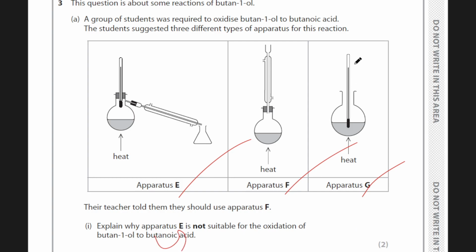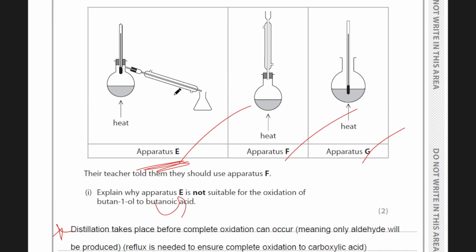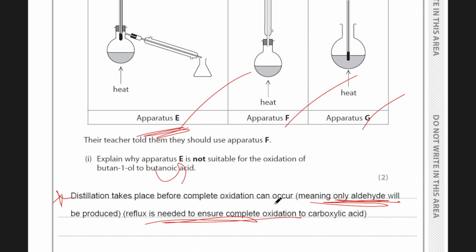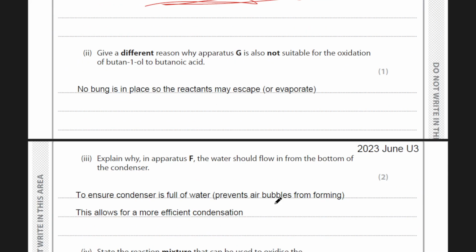This is very important because E is not suitable, as you will see that this is the simple distillation apparatus, right? So what's going to happen? The distillation will take place before the complete oxidation occurs. So only the aldehyde will be produced, right? And there is no heating under reflux present. So complete oxidation might not take place, and complete oxidation is required for the production of carboxylic acid. So that is why overall we can say this apparatus is not suitable for the oxidation of butanol to butanoic acid.